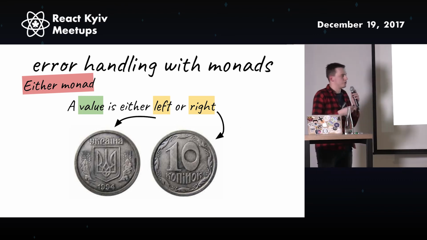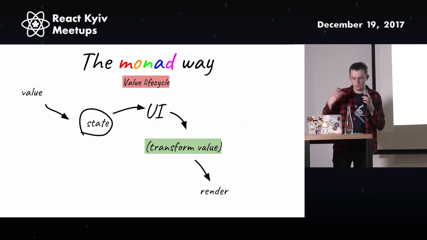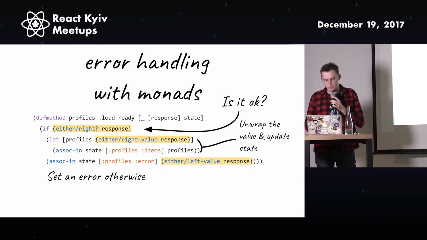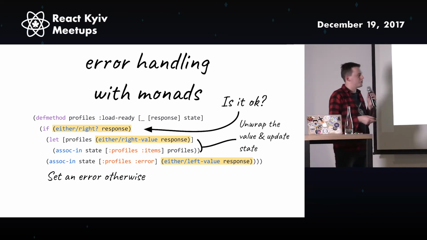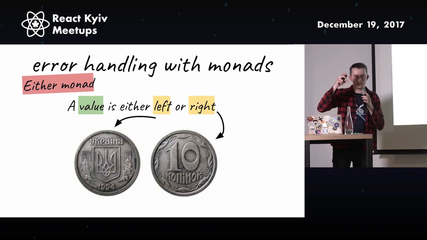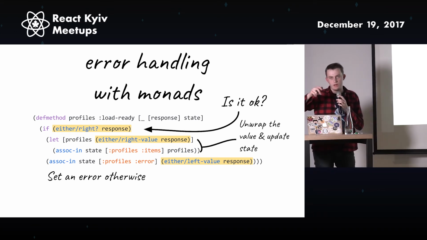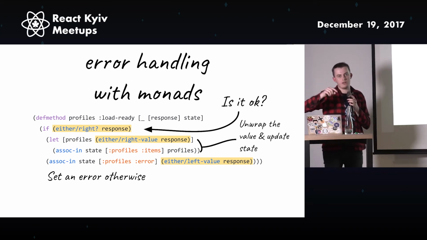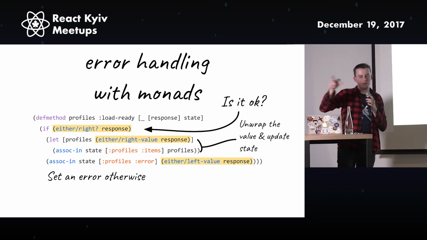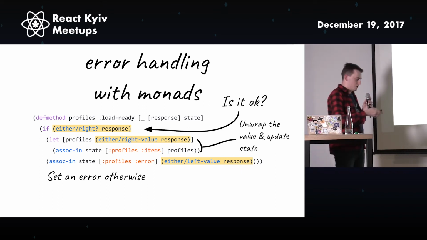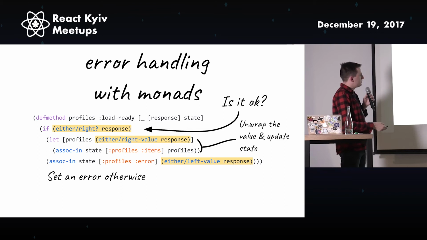When you're using some library with monads, you usually have an API which allows you to wrap a value inside of that data type, and then special operators to check if that value is right or left. And then you can decide what to do next.